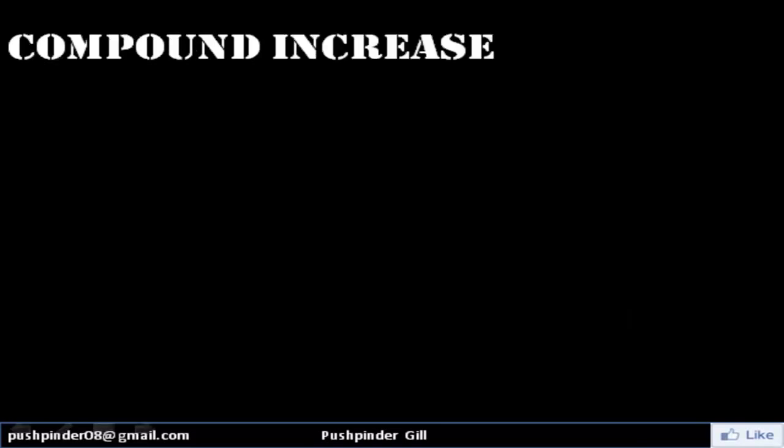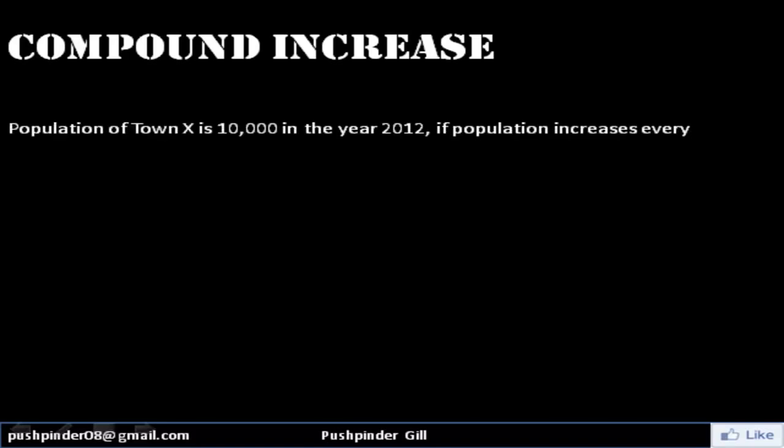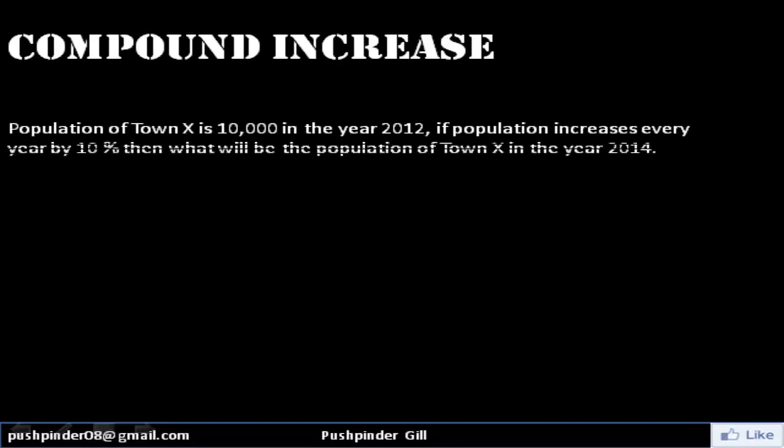Now let's just come down to our last point, that is compound increase. This is the kind of percentage increase which you face in compound interest and in population increases, right? So a population of a town X is 10,000 in the year 2012 and increases by 10% every year. And what will be the population of town X in 2014, right?